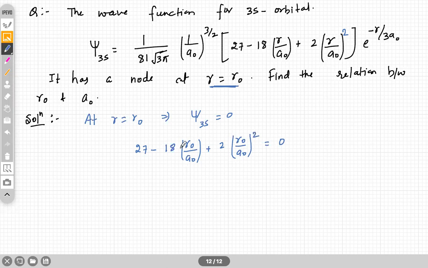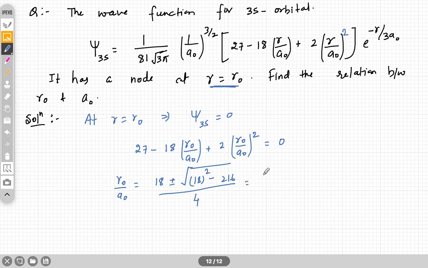Okay. Now you can solve this quadratic for R naught by A naught. That would be minus b plus minus root of b square minus 4ac. So 54 into 4 is 216. Okay, 216 root over it, divided by 2a. That is 2 into 2, 4 we have.